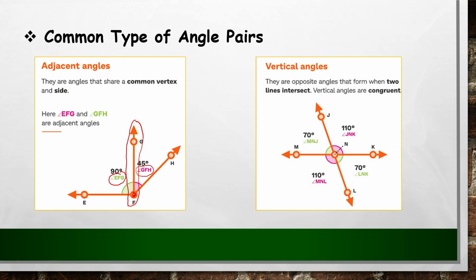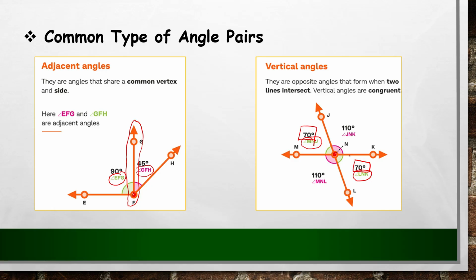Next is what we call vertical angles. Here, the vertical angles are M and J, and then angle L and K. Let's relate that to the adjacent angles. In adjacent angles, we have two common parts, right? Here, the only common part of the two angles is the vertex. That's it. There's no common side. What's unique about vertical angles is, as you can see, they are equal. 70 degrees for angle M and J, and another 70 degrees for angle L and K.